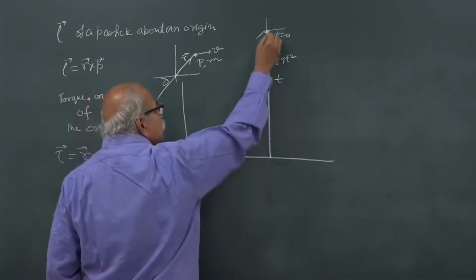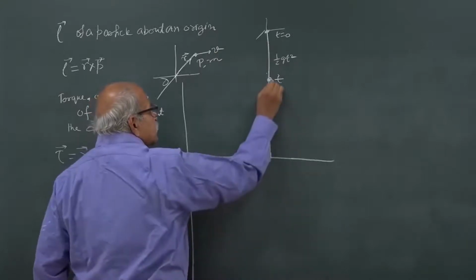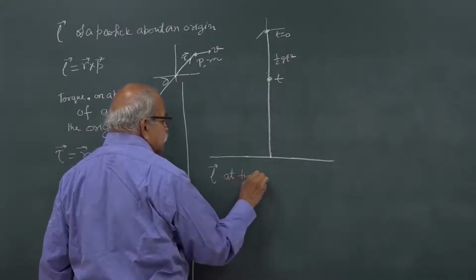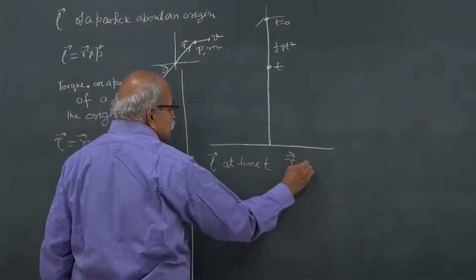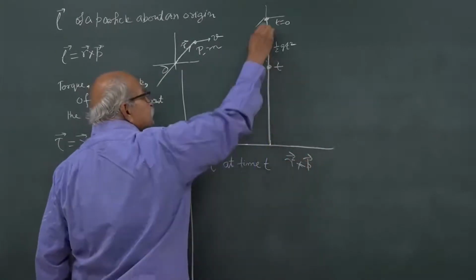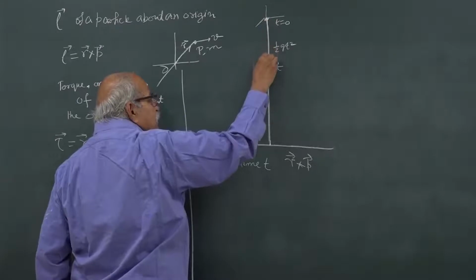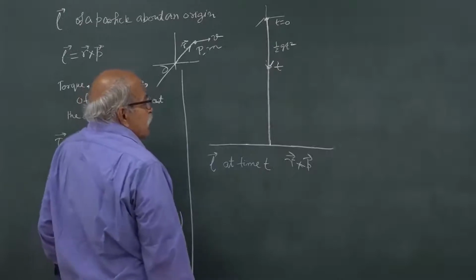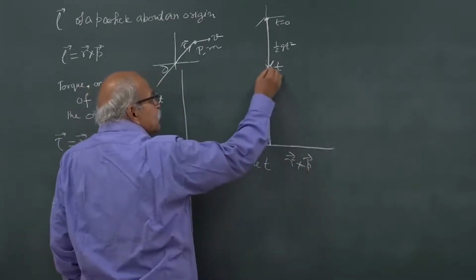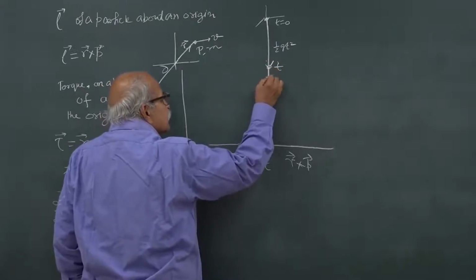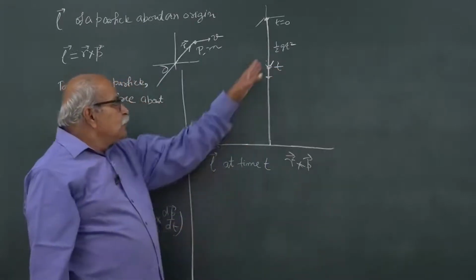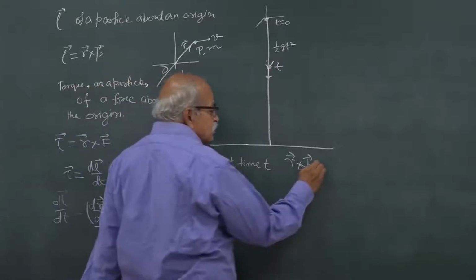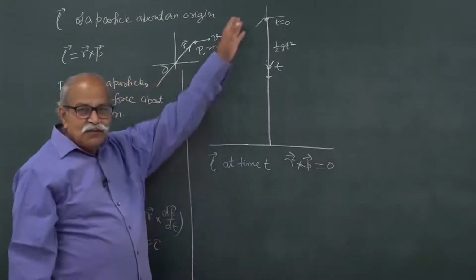So, if I ask what is the angular momentum of this particle at time t, L at time t is r cross p. Now, what is the r vector? Here is the origin. So, this is our position vector of the particle at time t. And what is the linear momentum? It is mass times velocity, and the two are in the same direction. The r vector and this p vector are in the same direction, and therefore, this is 0, angular momentum remains 0, it moves on this straight line.